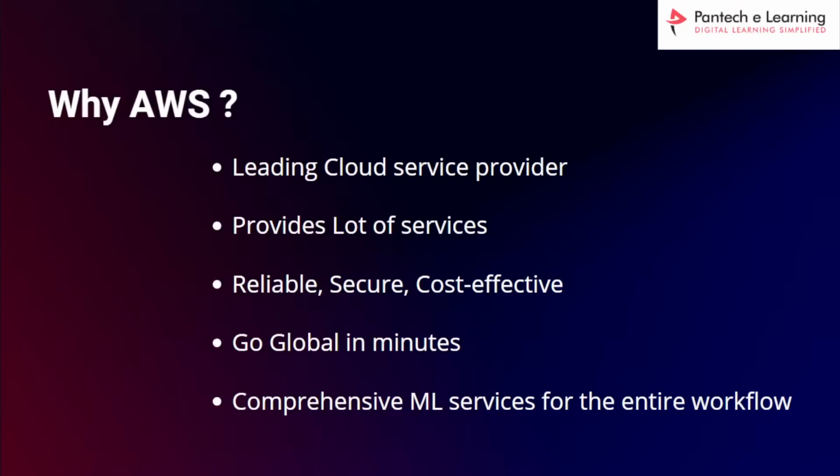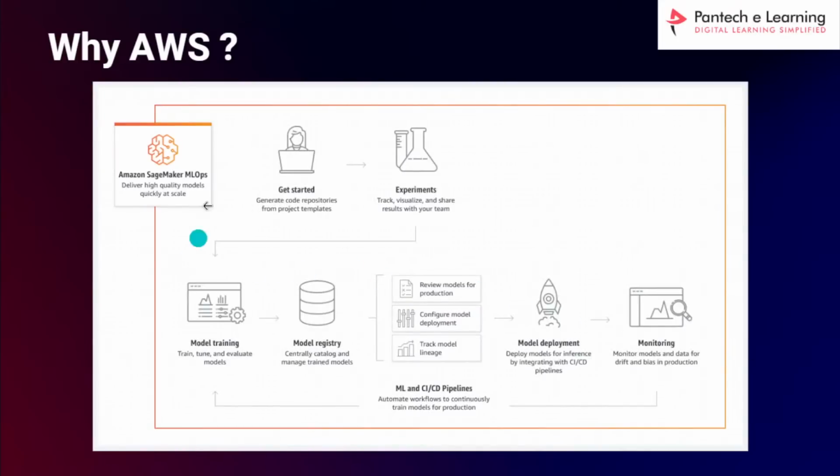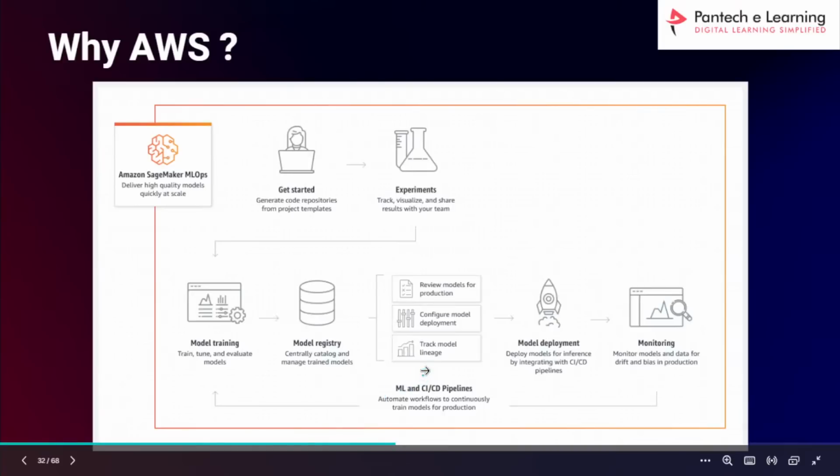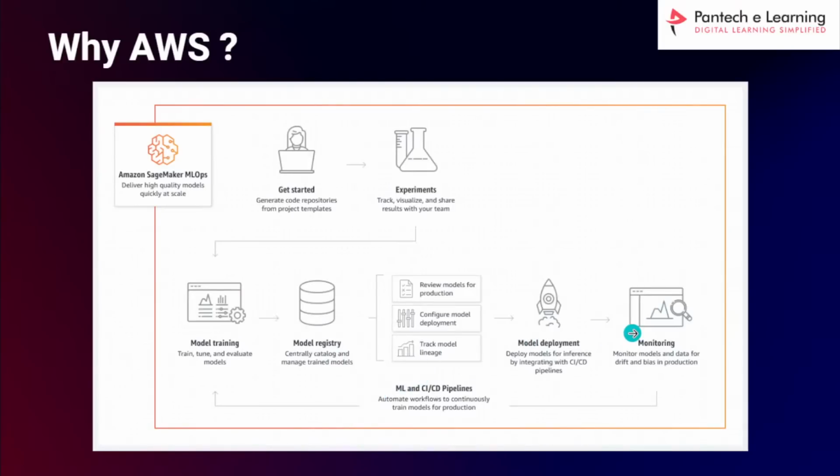They provide end-to-end services. For example, see here, as I told you earlier, Sagemaker, please remember the name because we are going to see that entirely. Okay, Amazon Sagemaker provides a platform for performing machine learning operations. You can get started, you can do the experiment, track, visualize, and do all the process. You can train the model, register the model. Okay, you can go for machine learning CI/CD pipelines. You can go for deployment, you can go for monitoring. All the end-to-end is done in AWS.